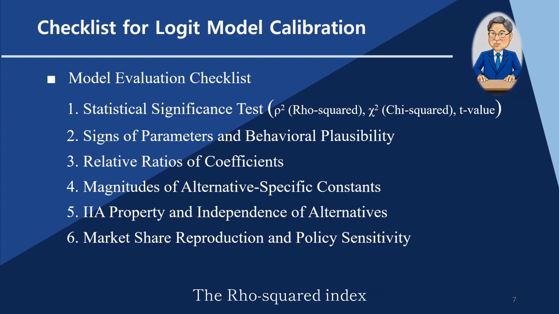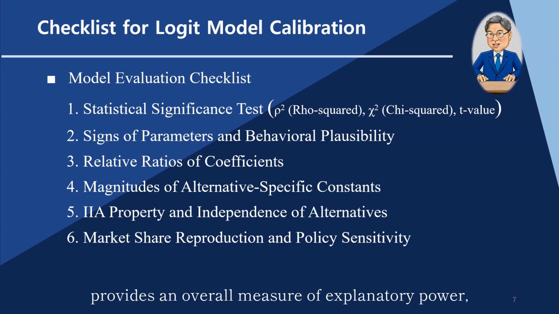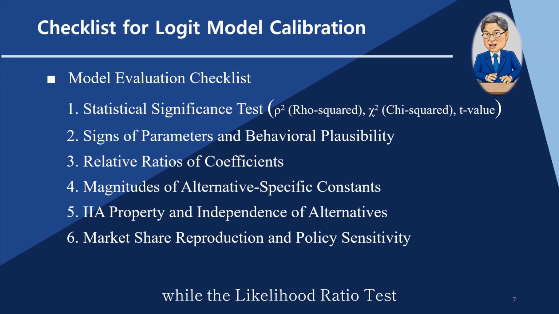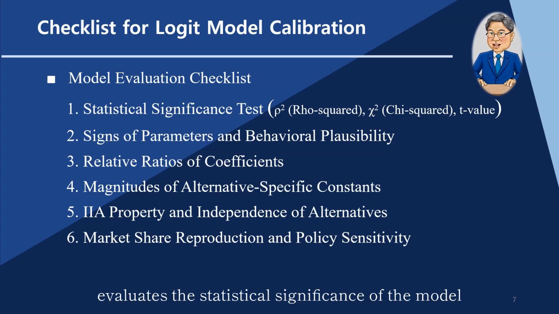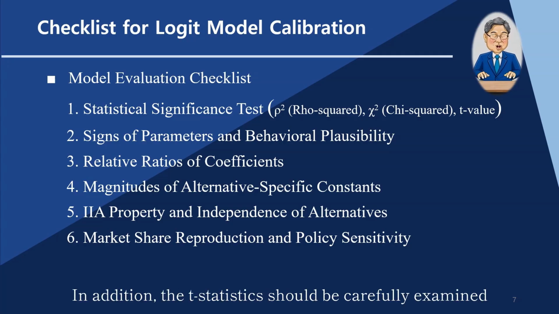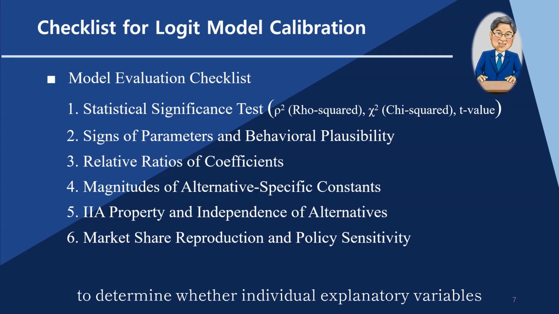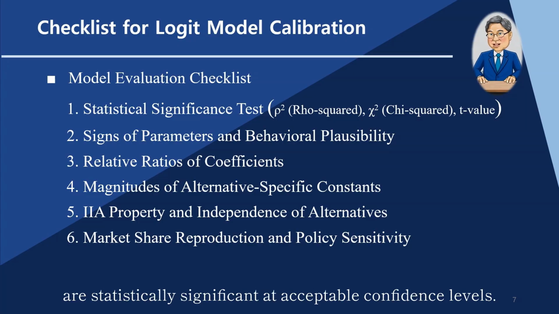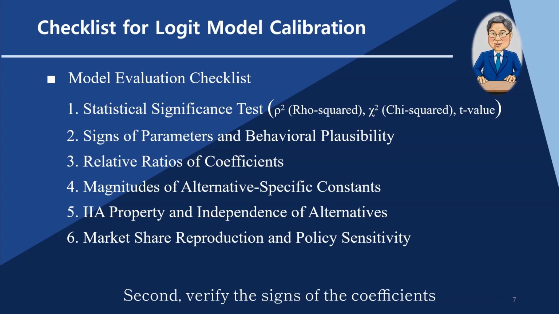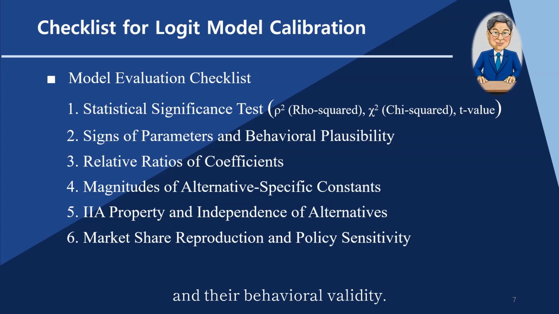The Rho-squared index provides an overall measure of explanatory power, while the likelihood ratio test evaluates the statistical significance of the model as a whole. In addition, the t-statistics should be carefully examined to determine whether individual explanatory variables are statistically significant at acceptable confidence levels. Second, verify the signs of the coefficients and their behavioral validity.